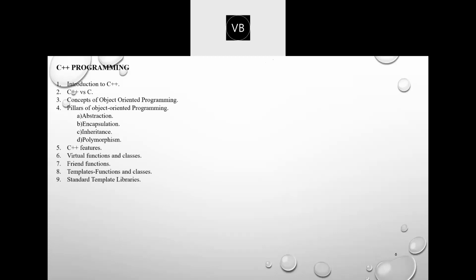And we also have learned about C++ programming. In starting, we have learned about introduction to C++ and the main difference between C++ and C, and concepts of object-oriented programming and pillars of object-oriented programming like abstraction, encapsulation, inheritance, polymorphism, and C++ features and virtual functions and classes and its friend functions, templates like friend functions and classes, standard template library, etc.